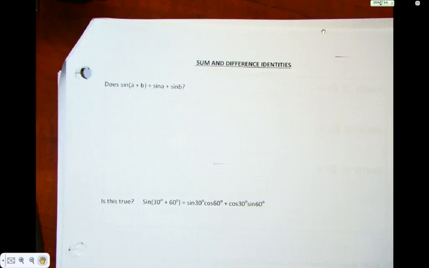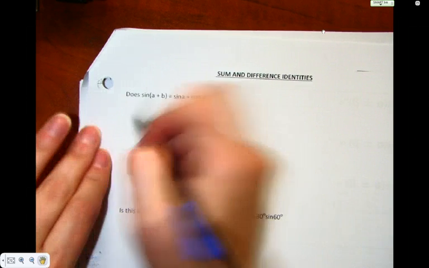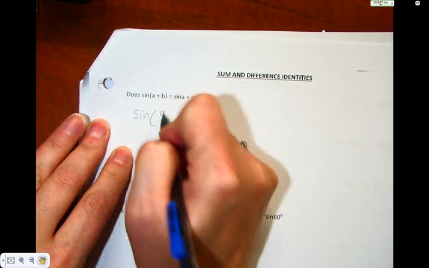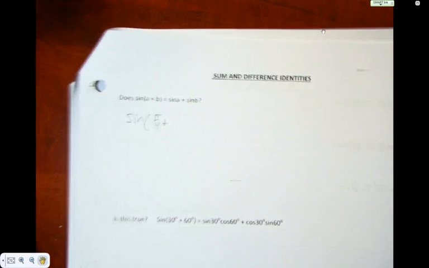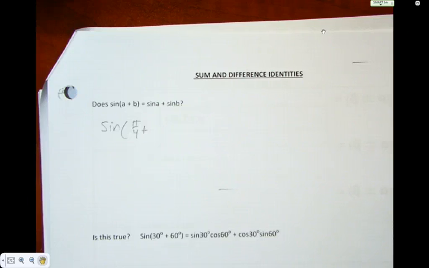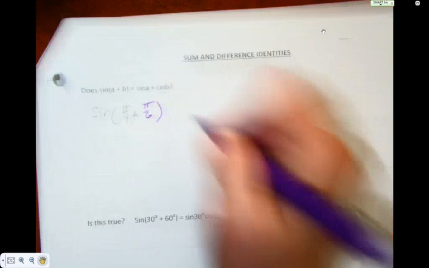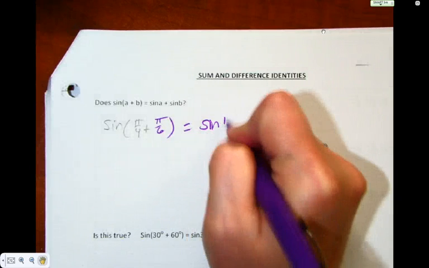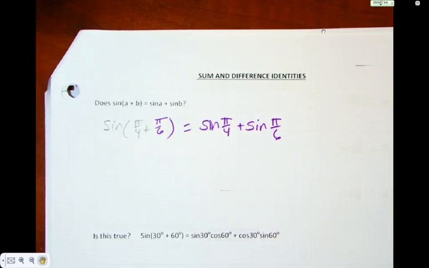So I can't call them both theta, so they're just two different answers. Give me a unit circle value. Any one you want. Okay, so we want to know, does sine of pi over 4 plus, give me another unit circle value, pi over 6, does that equal sine of pi over 4 plus sine of pi over 6?